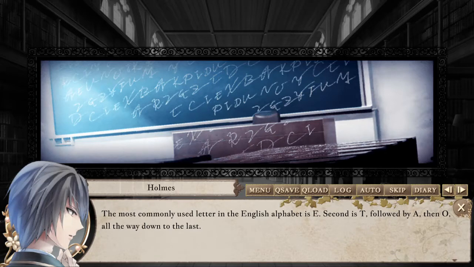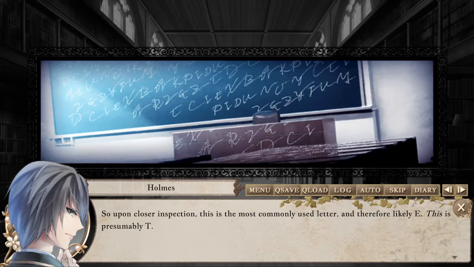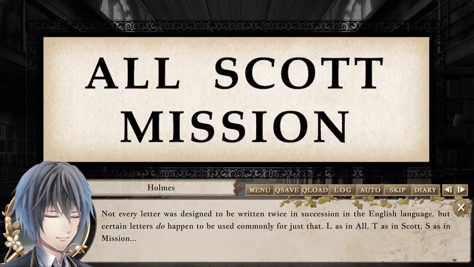Second is T, followed by A, then O, all the way down to the last. As such, we're best off substituting letters in the cipher from the standard alphabet based on frequency. We can correct mistakes and piece together the rules along the way. So upon closer inspection, this is the most commonly used letter, and therefore likely E. This is presumably T. And in cases where there are two letters or symbols used consecutively?